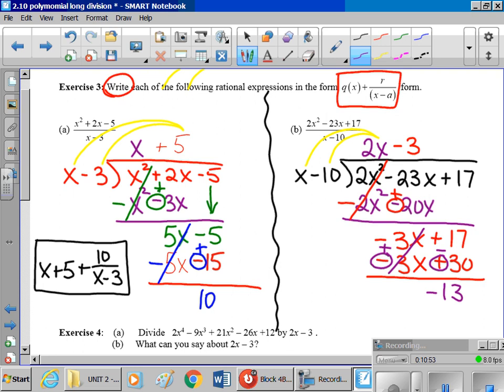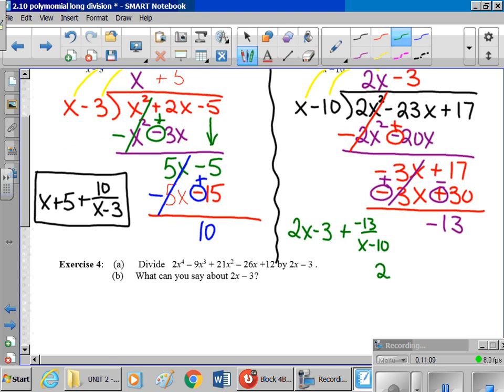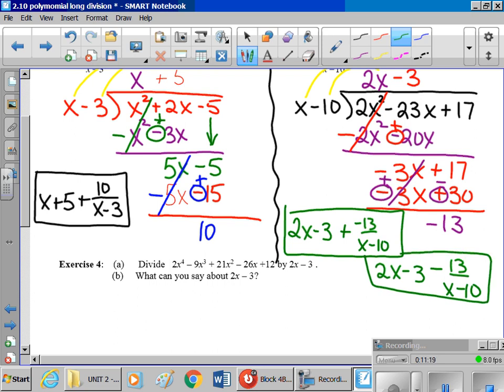So my answer, when we're all said and done, is going to be 2x minus 3. Now you can do it one of two ways, plus negative 13 over x minus 10, or you can say 2x minus 3 minus 13 over x minus 10. Either one of these is perfectly correct. Okay, when you finish up, I'll meet you at exercise 4.